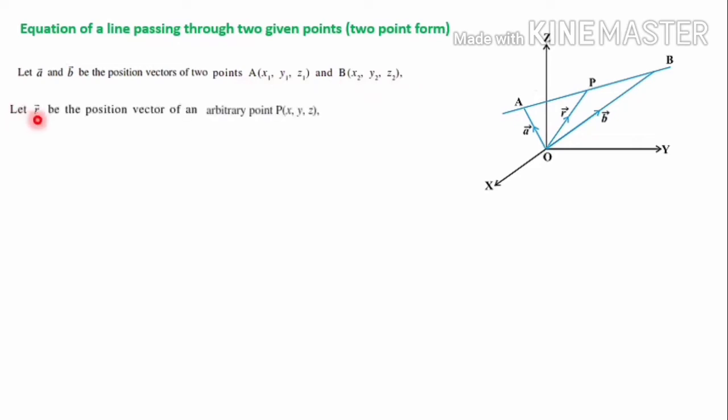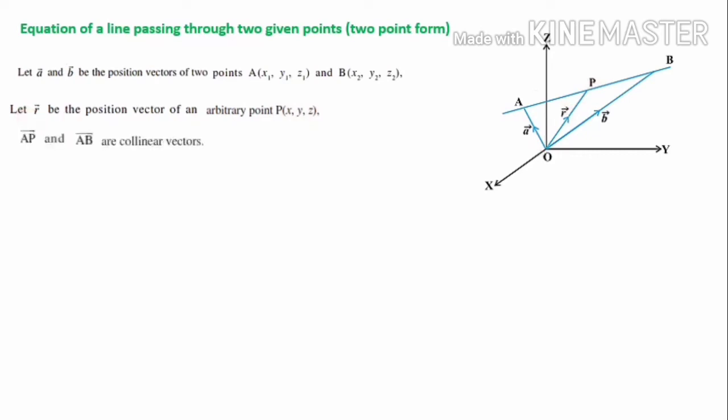Next, let vector R be the position vector of an arbitrary point P (x, y, z). Arbitrary point in the sense any general point on that particular line. In the previous topic also we took the arbitrary point as P. Here also we take the same P, any general point on the line AB. Coordinates x, y, z and the position vector OP is R.